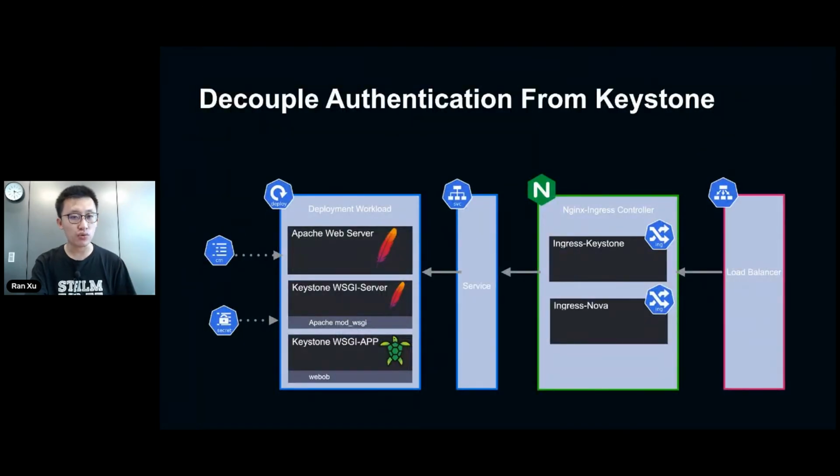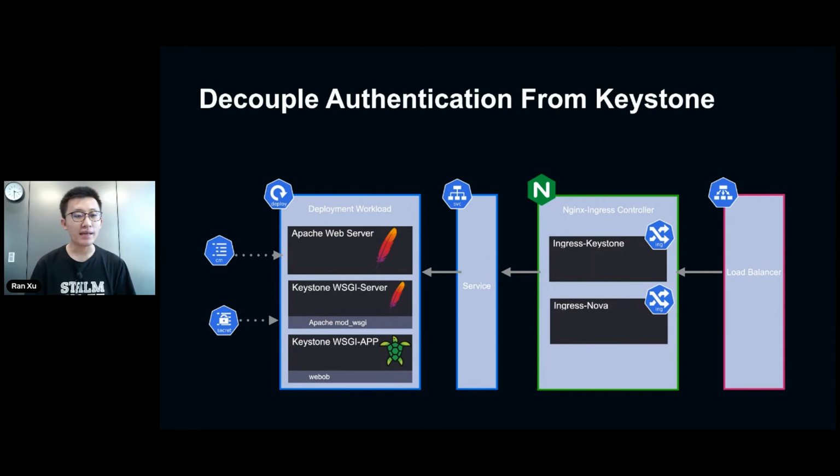Before we did any actual work, let's see how Keystone is currently deployed in Verda. Keystone itself is deployed using a deployment workload. Necessary configuration of Keystone, like the Apache server configuration, is stored in a config map and an encrypted secret resource. In front of the Keystone deployment, you can see the Kubernetes service and the ingress controller. Besides, there is a load balancer component deployed in front of the ingress controller.